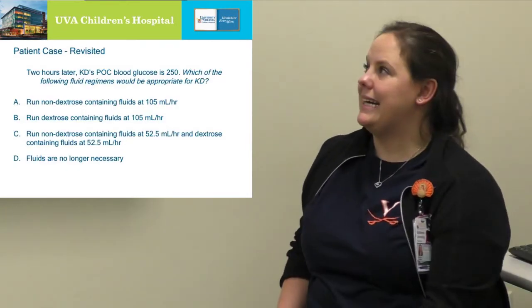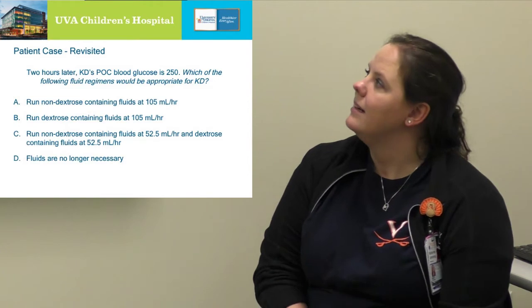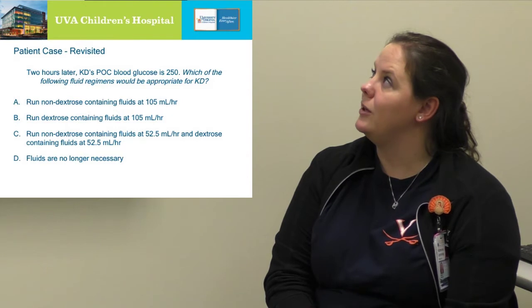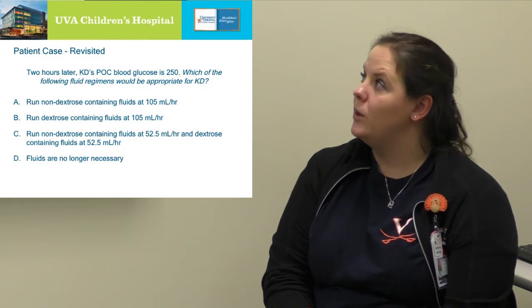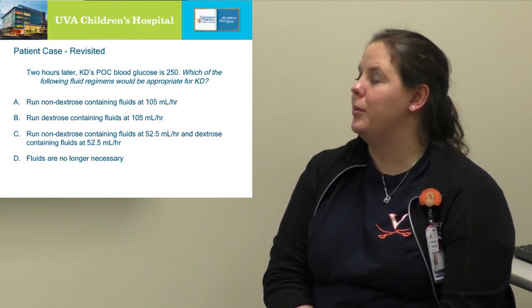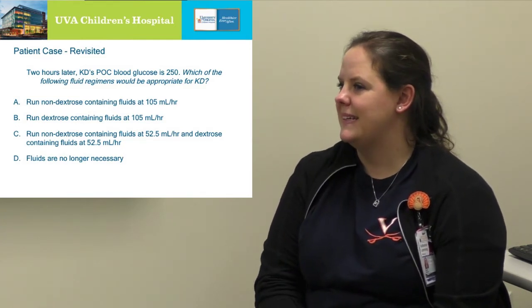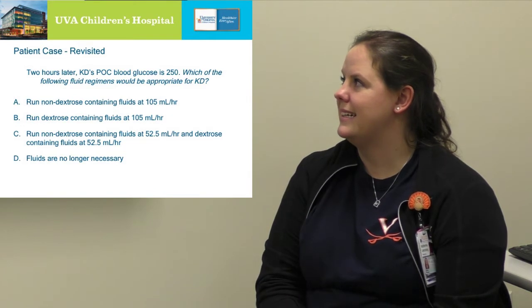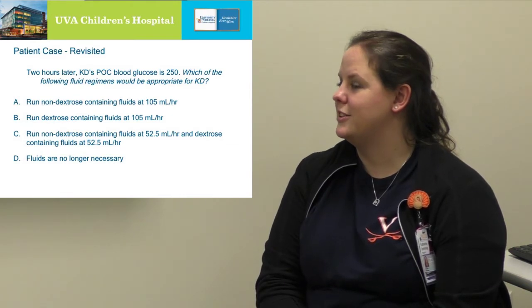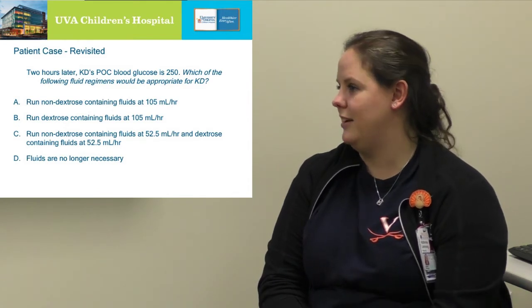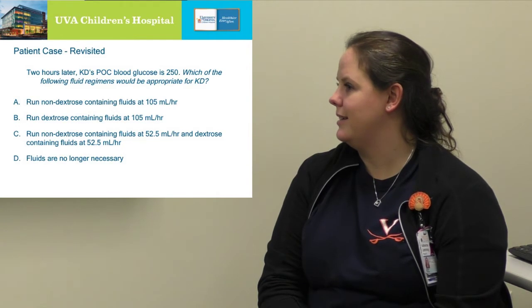So that brings us to our next case, or same case. 2 hours later, Katie's point of care blood glucose is 250. Which of the following fluid regimens would be appropriate for Katie? So less than 200, you would run dextrose containing fluids. So the non-dextrose at this point.